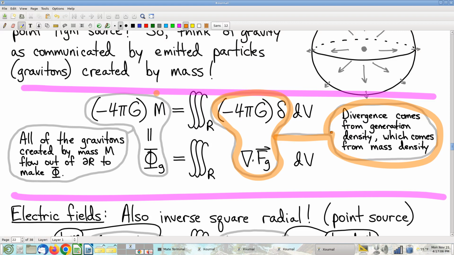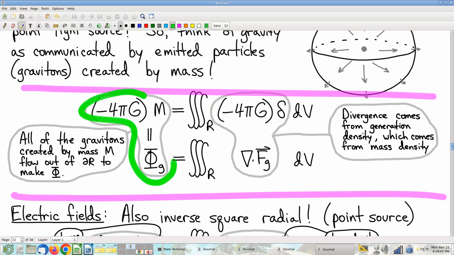Okay. All right. And so, why? You could reasonably ask, well, divergence comes from how many gravitons are being created. That's where divergence comes from, right? If you have some little region and there's gravitons being created in there, that's where divergence comes from. Well, what is it that creates gravitons in the first place? Well, mass density. And so that's the intuitive connection: the more mass density there is, the more gravitons per unit volume are coming from there, and therefore that's where the divergence comes from. Okay. All right. So nice equations here.